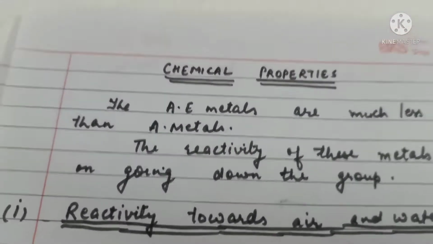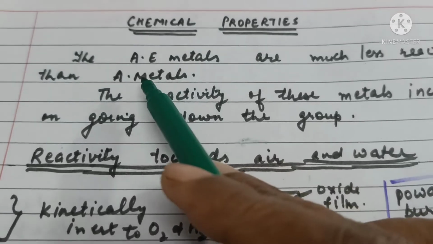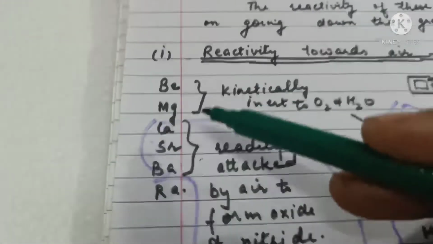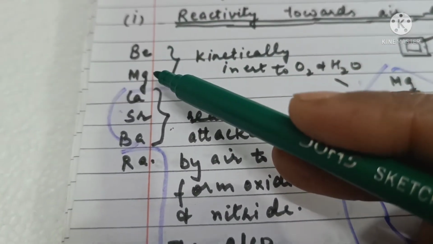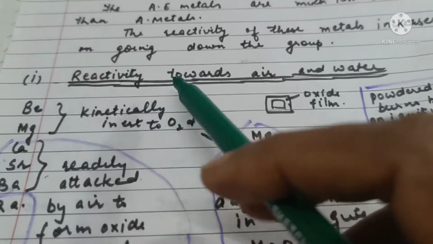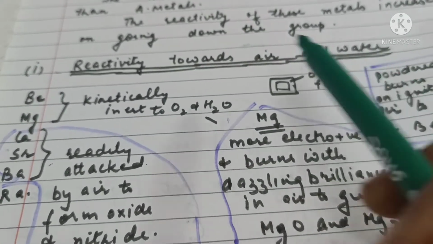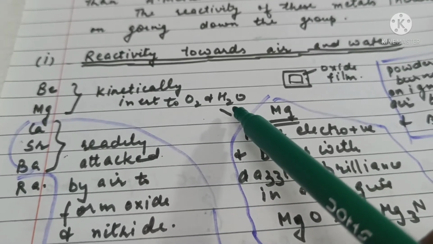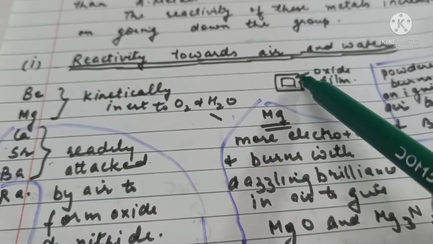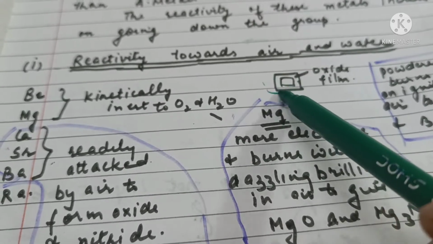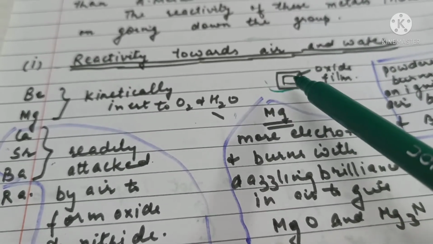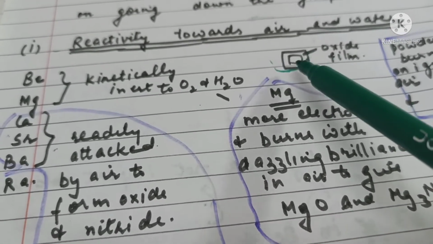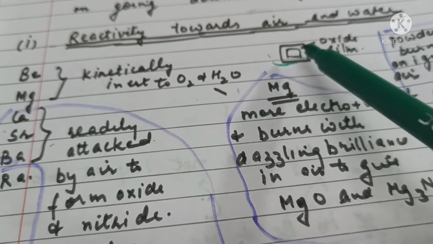Chemical properties of alkaline earth metals: they are much less reactive than alkali metals. The reactivity will increase on going down the group. Beryllium and magnesium: so the first property is reactivity towards air and water. Beryllium and magnesium are kinetically inert to oxygen and water, because they form a film of an oxide on their surface. When they react with oxygen, a film of oxide is formed on their surface, which prevents the attack of air and water further.